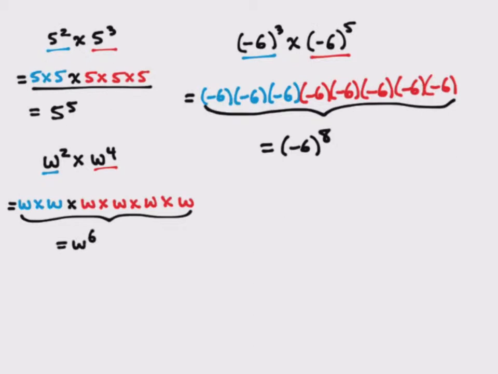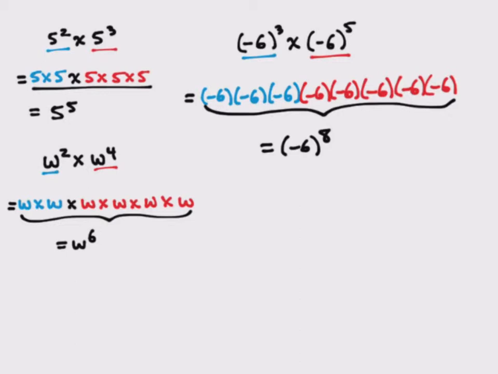Now let's see if we notice a pattern arising here. It appears to me that every time we multiply two numbers with the same base, we're simply adding the exponents. 5 to the second times 5 to the third was 5 to the fifth. Negative 6 to the third times negative 6 to the fifth, we got negative 6 to the eighth. And w to the second times w to the fourth, we got w to the sixth. And this makes good sense. For example, in our last example, when I see w to the second power, I immediately envision two w's being multiplied by one another. When I see w to the fourth power, I envision 4 more w's being multiplied by one another. So of course it makes sense that you just add the exponents to find the product.